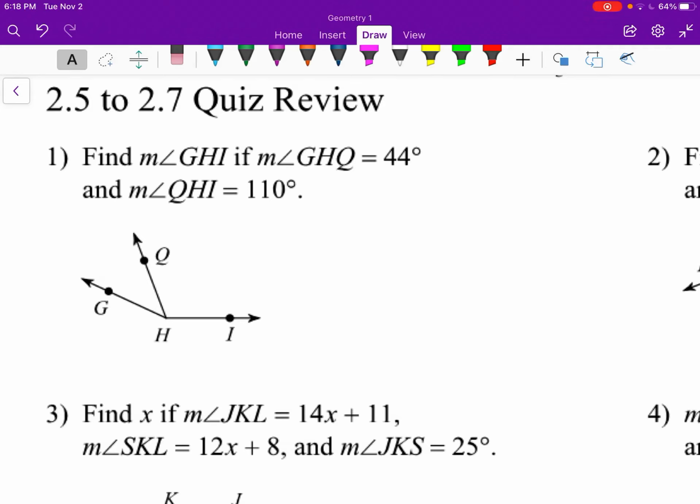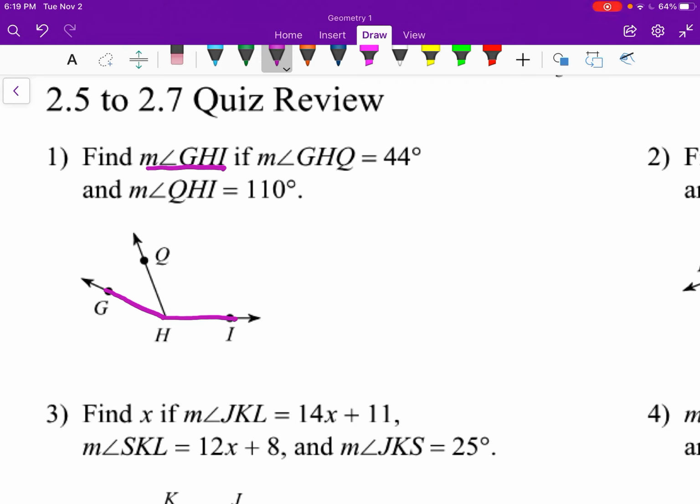We're going to go ahead and work through this quiz review for 2.5 to 2.7. Number 1, find measure of angle GHI if the measure of angle GHQ equals 44 degrees and the measure of angle QHI is 110 degrees. So GHI, that's what we are looking for. So let's find that angle GHI.